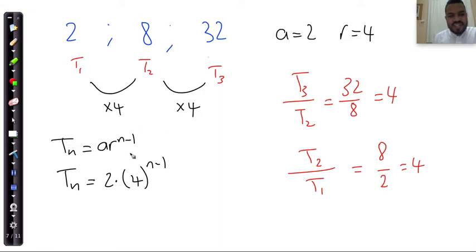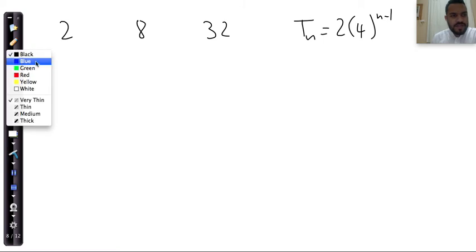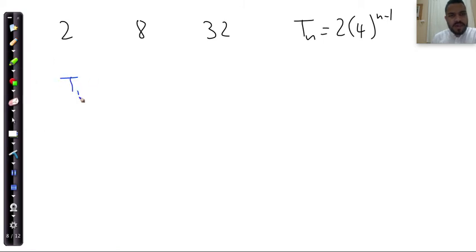Now let us test the sequence. Remember, you must get 2, 8, and 32. Let's test it. 2, 8, and 32. And your sequence is Tn equals 2 times 4 to the n minus 1. We're going to test this formula. Okay, so let's take T1.